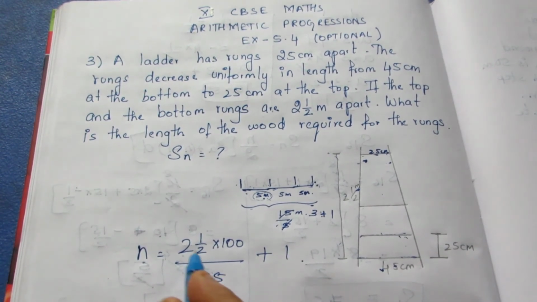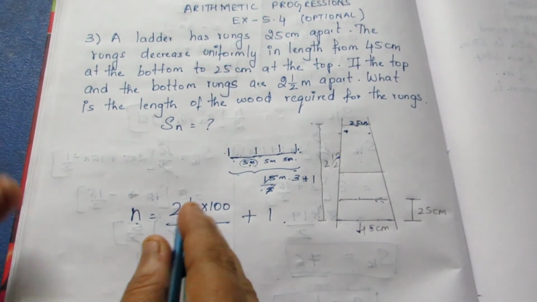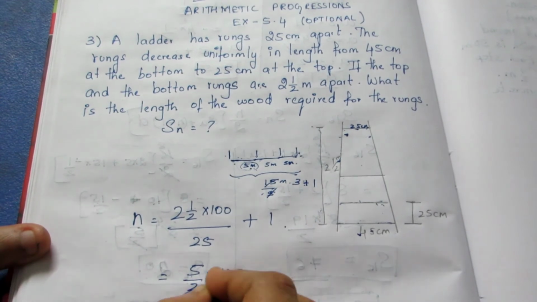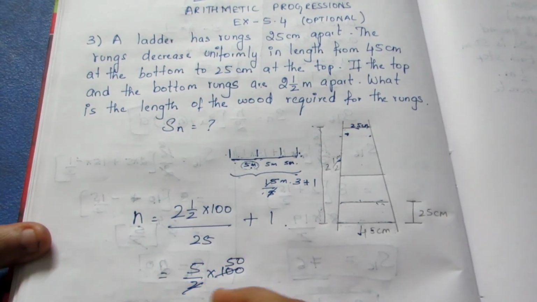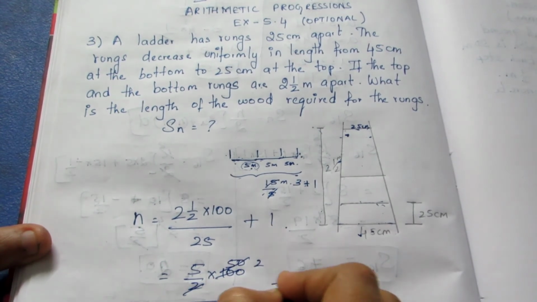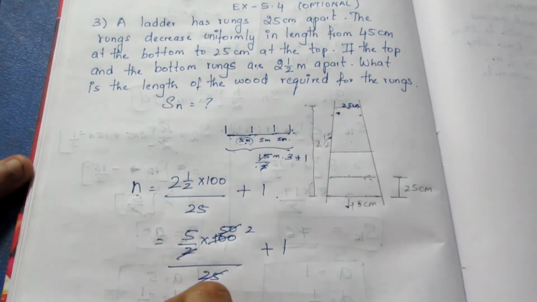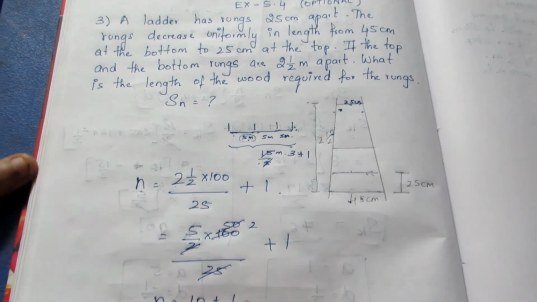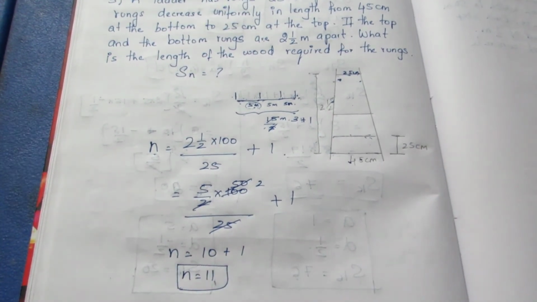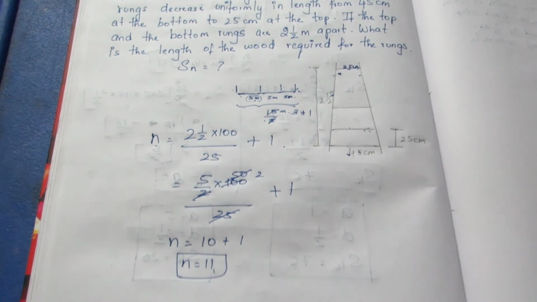Now you can change the mixed fraction to an improper one. 2 2s are 4 plus 1, 5 by 2 into 100. So 2 5s are 10, 0 by 25. Here 25 5s are, plus 1. 10 plus 1 will become 11. So n equal to 11. So number of rungs is equal to 11.